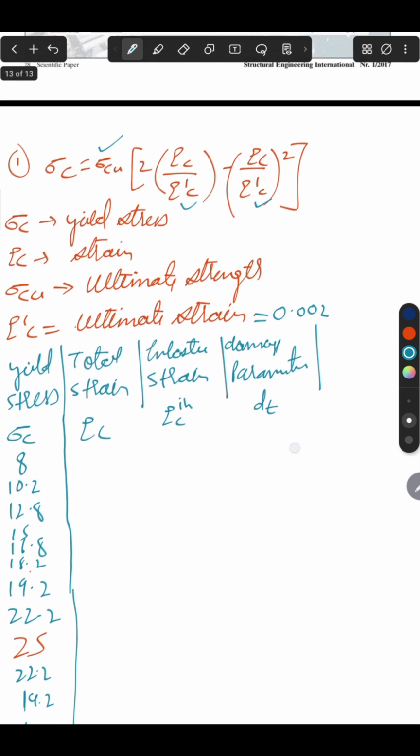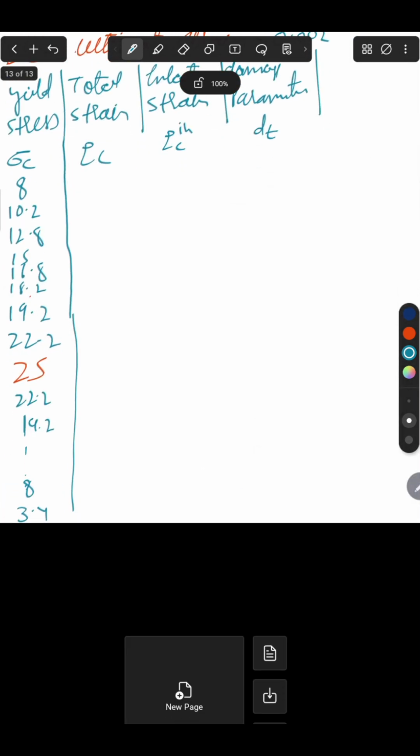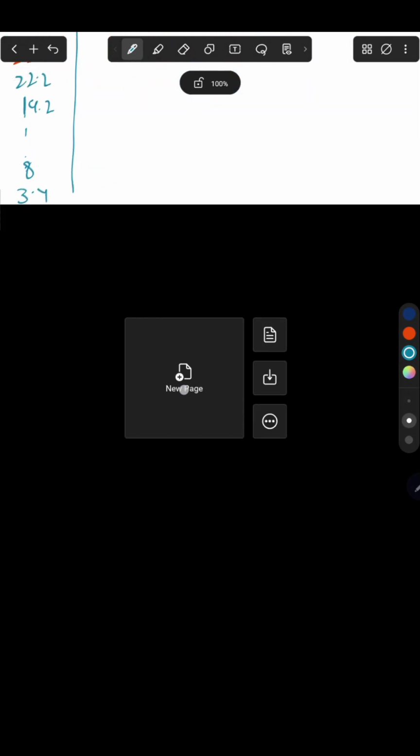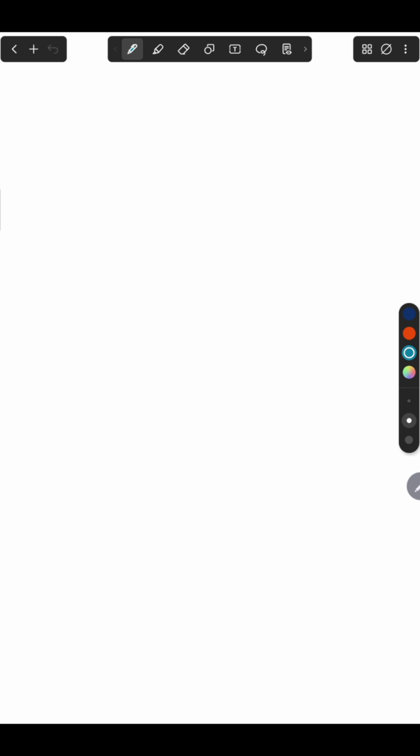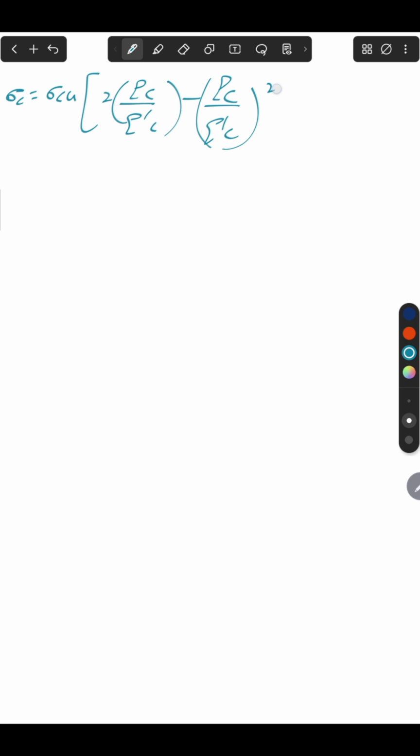Now in this formula we also get sigma c. We have sigma cu, and we have epsilon dash c, that is 0.002. Now we can calculate epsilon c, the total strain. For this we need to derive this formula, and I will show you how. We have the formula sigma c equals sigma cu times (2 epsilon c by epsilon dash c minus epsilon c by epsilon dash c whole square).